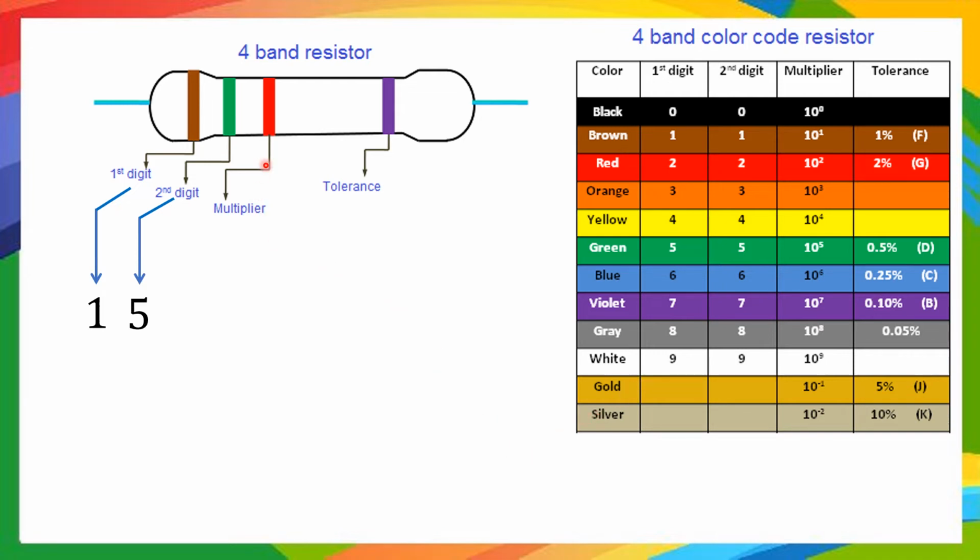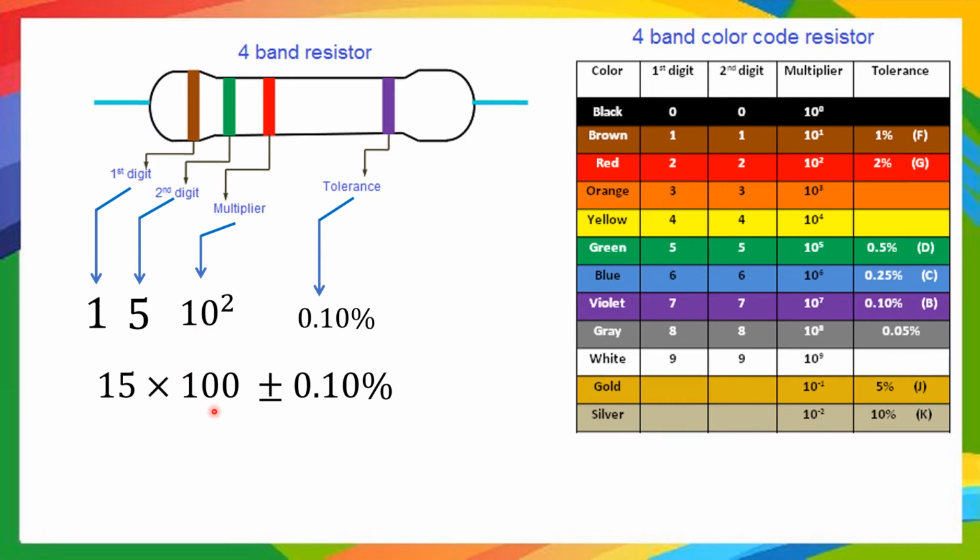Next, the third color band is the decimal multiplier. The third band is red, so it is the multiplier. Multiplier is red in color. It is 10 to the power of 2. Decimal multiplier is 10 to the power of 2. And the tolerance. The color band of tolerance is violet, so the tolerance value is 0.10%. So the first digit is 1, second digit is 5, that is 15 into 10 to the power of 2.